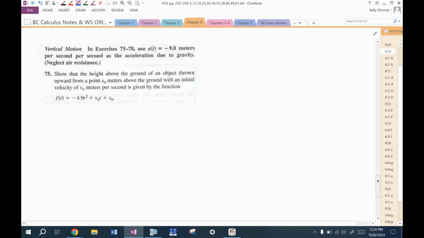Okay. Last two problems. So this one is kind of like 64 and 65. It says use a of t as negative 9.8 meters per second squared as the acceleration due to gravity. Show that the height above the ground of an object thrown upward from a point s sub 0 meters above the ground with an initial velocity v sub 0 is given by this function. So show why this function exists, and you're starting with a of t.